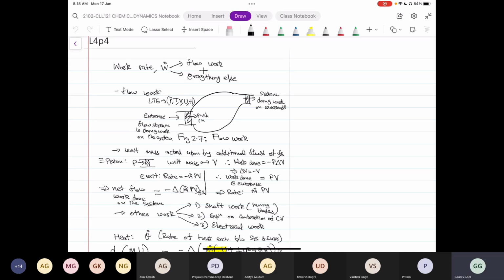A flow stream is entering a reaction vessel because of its own pressure. If the pressure of the flow stream is less than the pressure of the vessel, it will not be able to enter. There will be backflow, right? So yes, P is indicating the pressure of the flow stream.